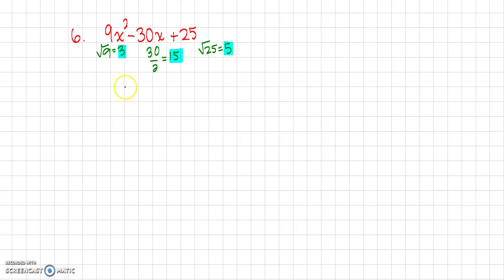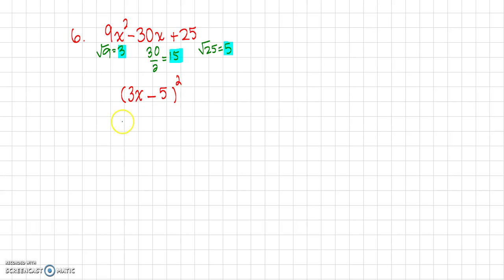And the way it factors, you'll only have one set of parentheses, and it's going to be squared. The square root of 9x squared, which is 3x, goes in the first position of the parentheses, and the square root of 25 is 5, and it goes in the second position in the parentheses. Since we got a negative 30x in the middle, I have to have a minus in the parentheses. Now let me explain to you why this created a perfect square trinomial.